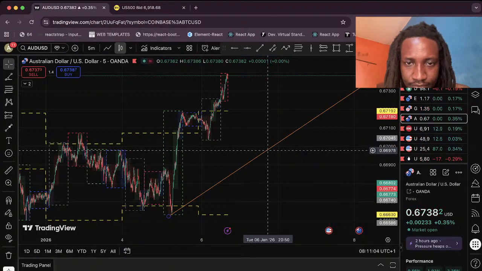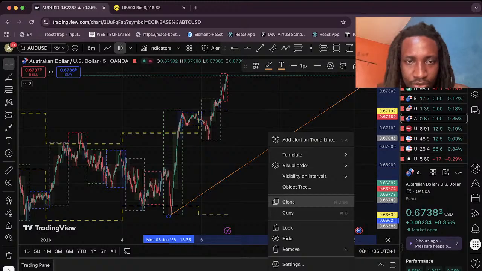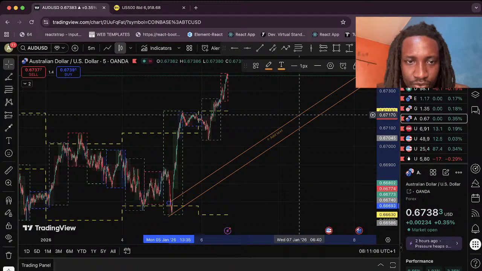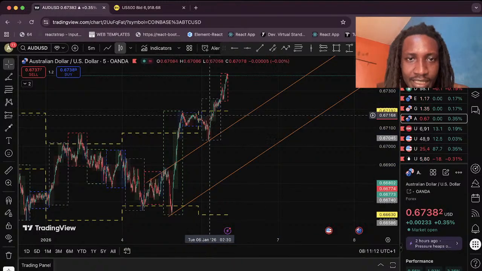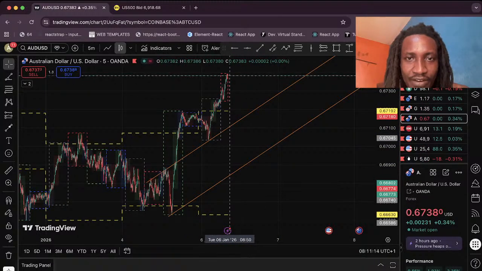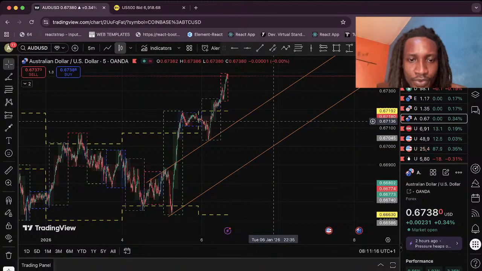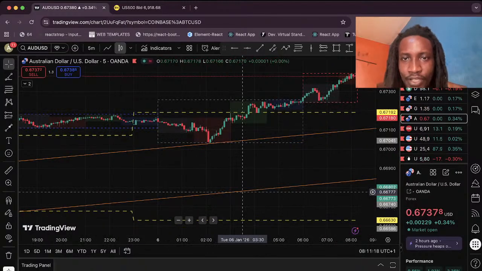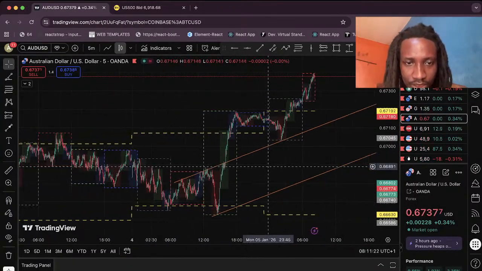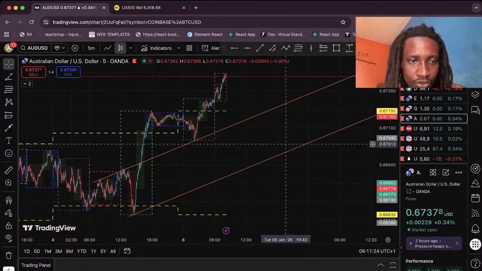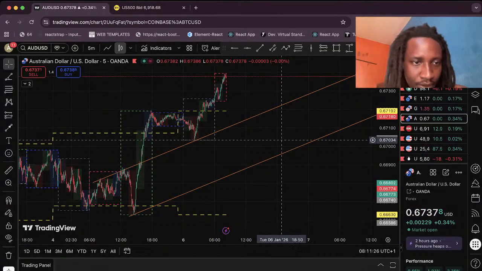All right. So I'm going to clone this just to get the secondary trend line, which would keep us around there. And even with the secondary trend line, the price is very, very far from it. So we might have an Aussie dollar that is very bullish today. But we'll see what's going to happen.